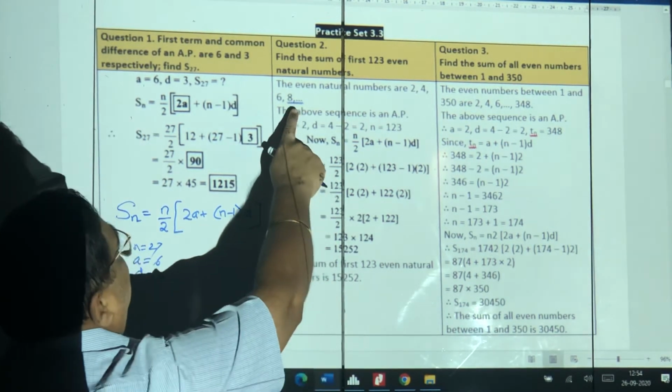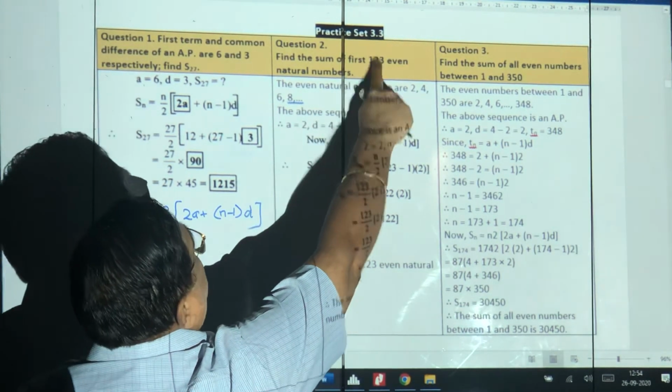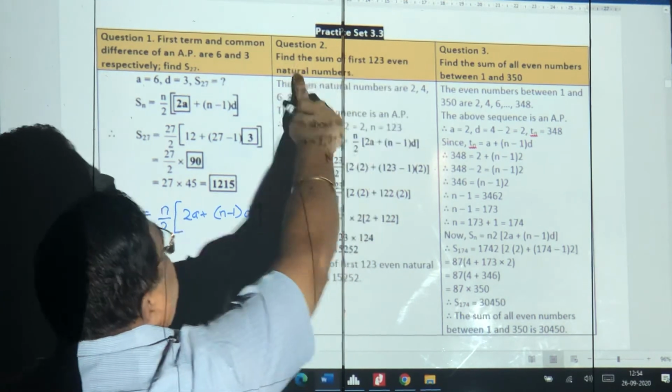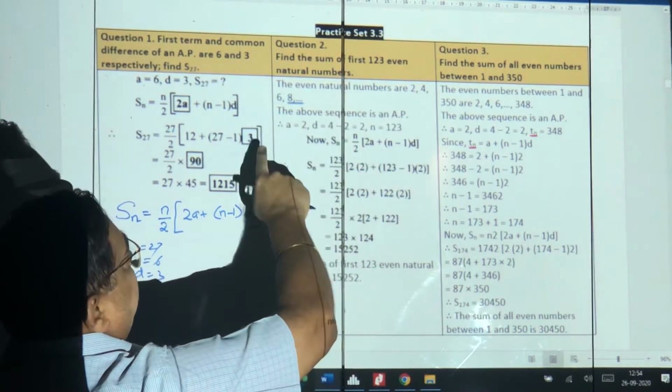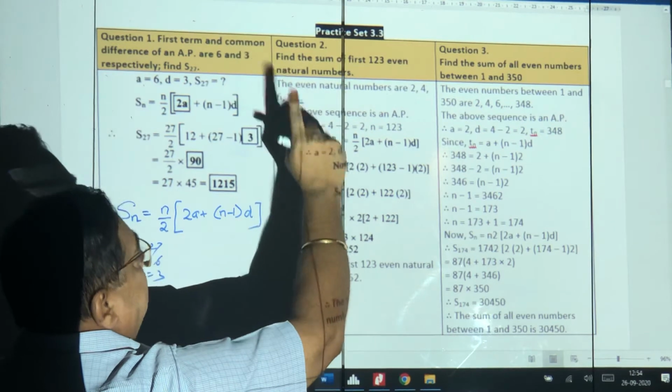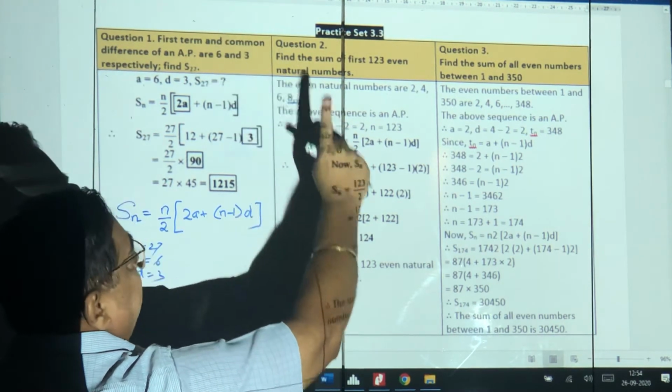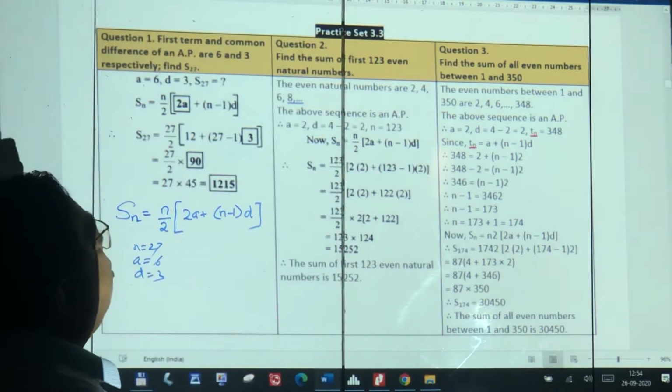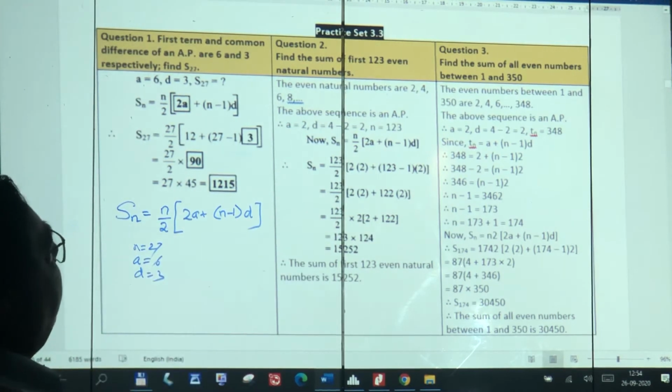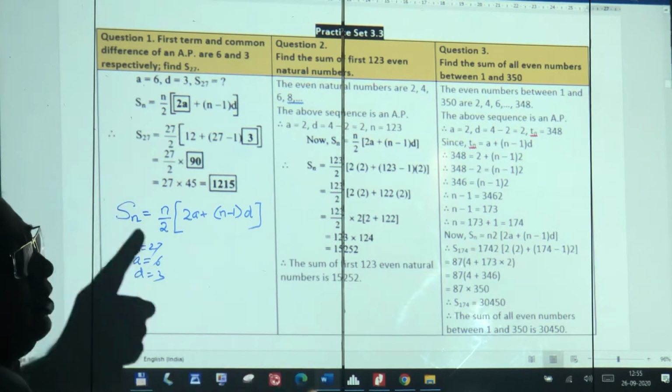Now, first 123 even natural numbers: 2, 4, 6, 8. 1 is not even, and 0 is not natural, and so on. So I know my A is 2. I know my difference is 2. Even numbers, difference is always 2. 4 minus 2 is 2. 6 minus 4 is 2.